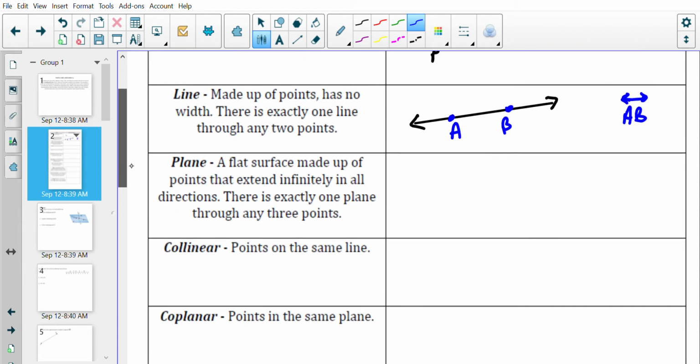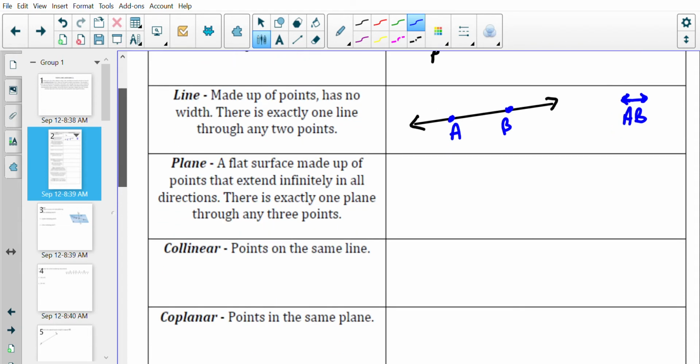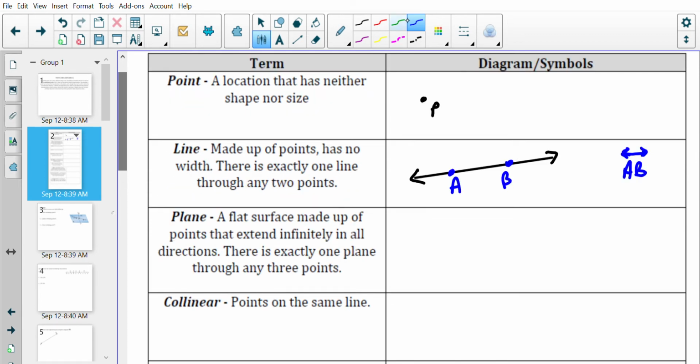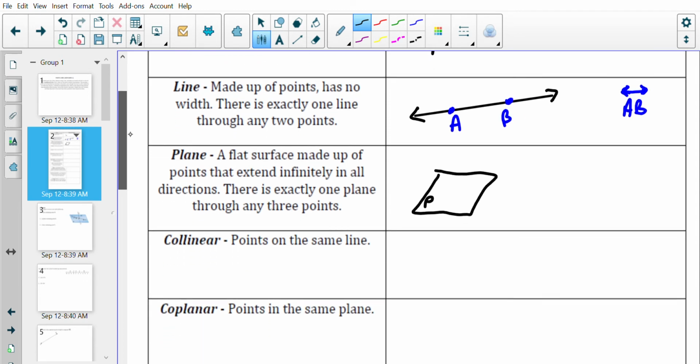A plane is a flat surface made up of points that extend infinitely in all directions, exactly one plane through any 3 points. And you'll see usually it's a parallelogram like that. A plane is essentially a flat surface. If you think of the floor being flat, you could say the floor is kind of a plane, or the kitchen countertop, or the desktop. And usually they signify it with a little italic letter in the corner. P is a very popular letter to use for plane.